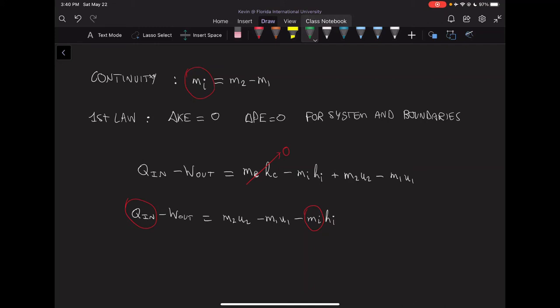Okay, so I'm just going to draw this first equation here, and then we have a second equation that says MI is equal to M2 minus M1. So if we can figure out M2, we already know mass 1. If we can figure out M2, we can find MI.